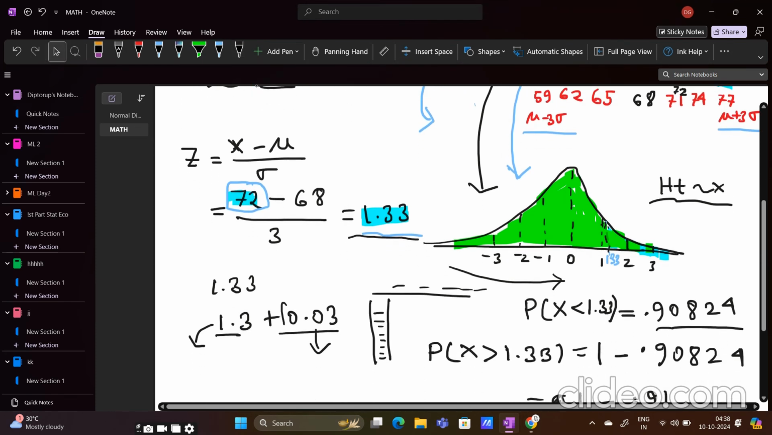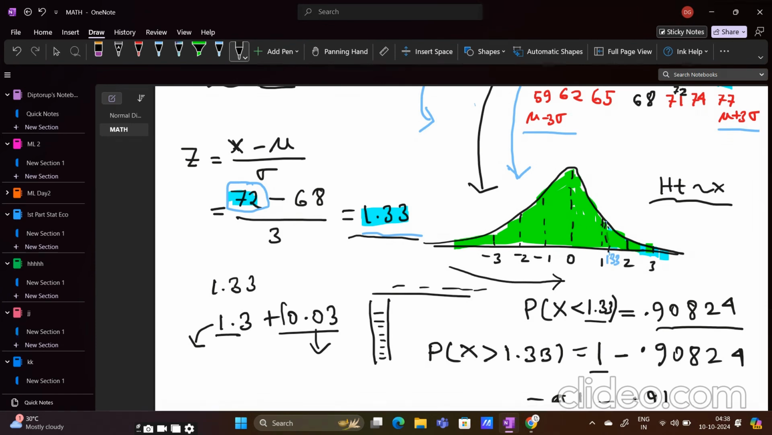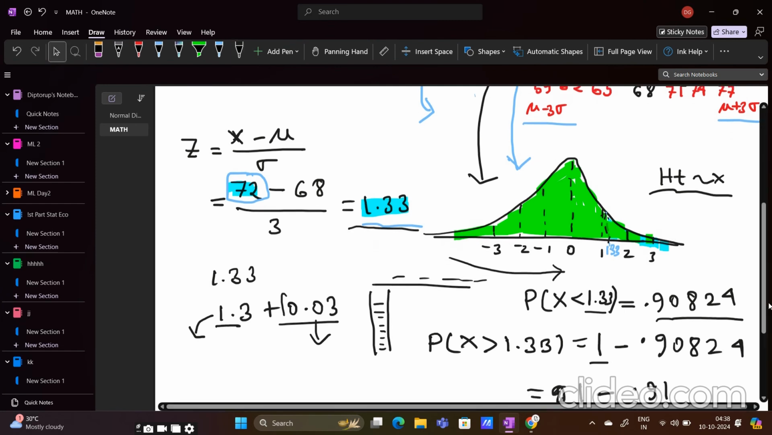It tells us the probability that x will be less than 1.33, or our height will be less than 1.33. So we just have to subtract it from 1, because the entire area under the curve is 1, and that's how we can calculate the area that x will be greater than 1.33. And what was 1.33? It is the standard normal conversion of 72 inches. Okay, so that's how we can calculate the area.